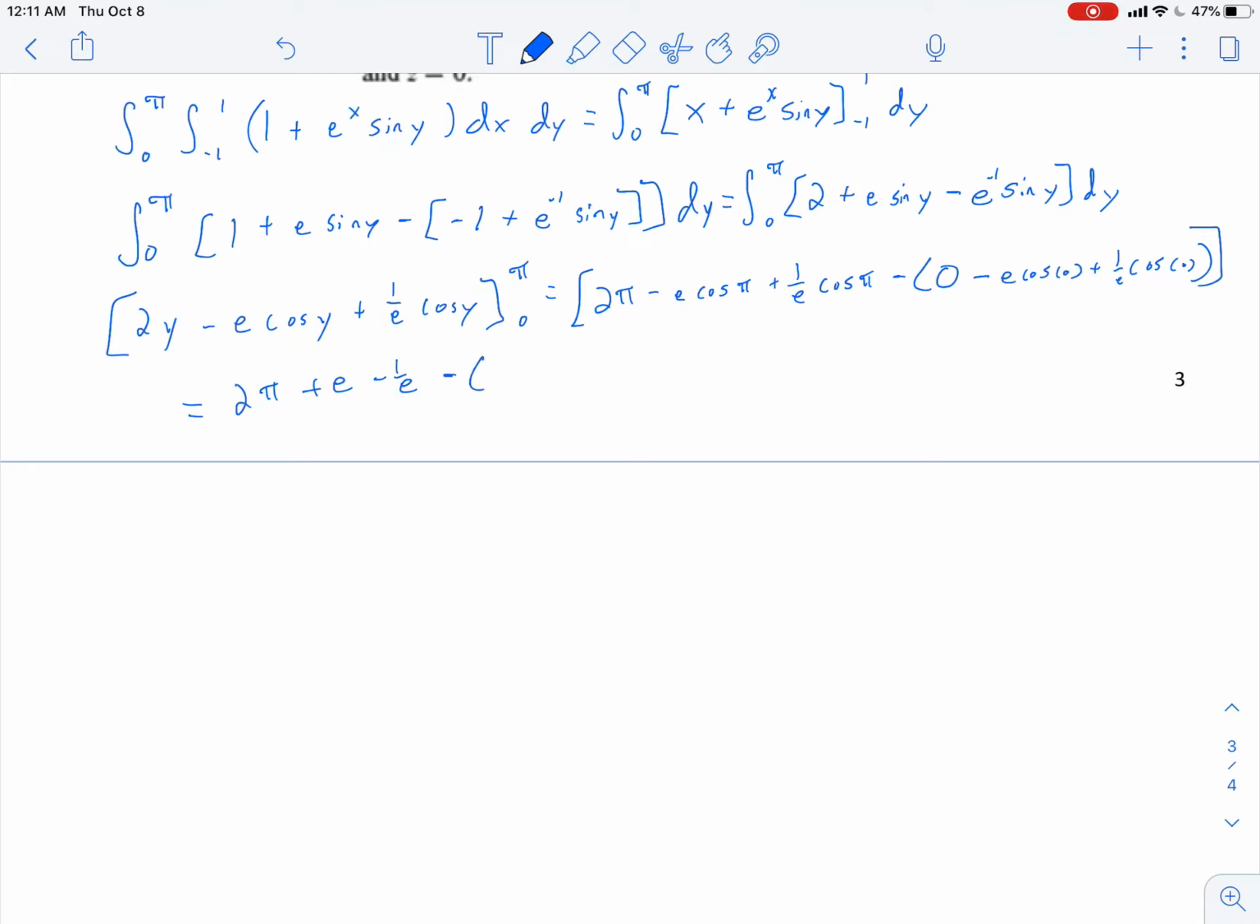Alright, and then I'll go ahead and write it in parentheses. So minus e cosine 0 is just going to be minus e. And then plus 1 over e. So finally, I'm just going to have 2 pi plus e plus e is just 2e. And then -1 over e minus 1 over e is going to be minus 2 over e, or 2e to the -1. And I could pull out a 2 if I want to. But you don't have to. You can leave it here. If you want to pull out a 2, be my guest. Alright? That's it. That's everything.